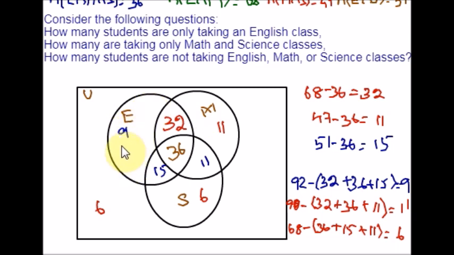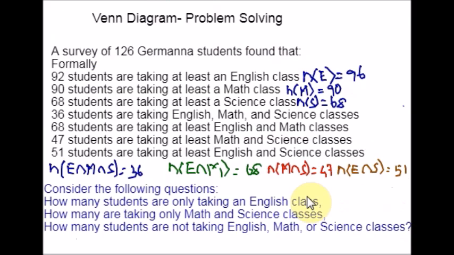How many students are not taking English, Math or Science classes? So be careful with this type of question. They'll be mentioning this word not. So that would be the number outside the circles, 6. That's it for this example. Problem solving using a Venn diagram is very, very simple.